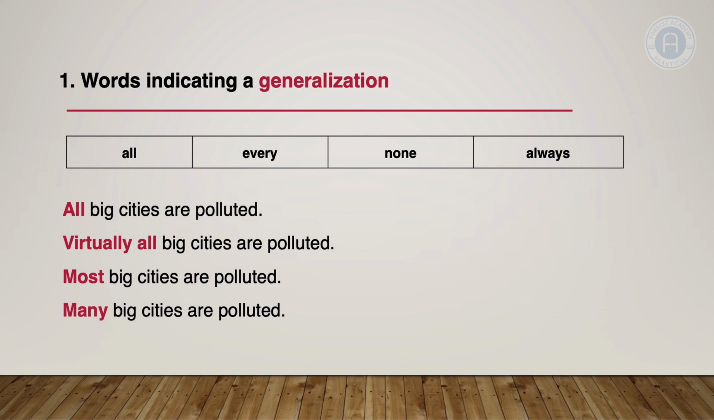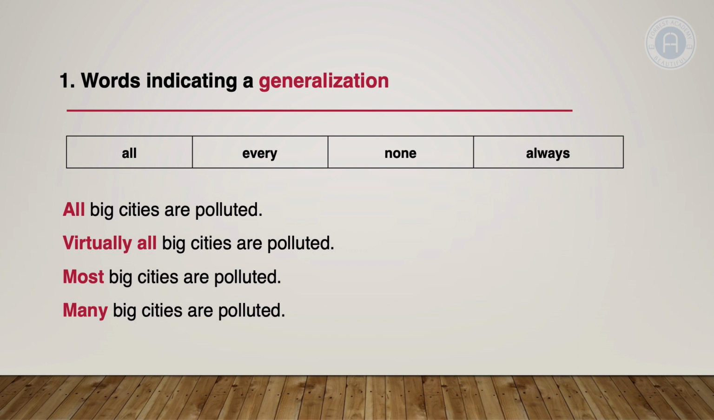All big cities are polluted. So that means 100% of all those cities. The next statement is virtually all big cities are polluted. This means like 90% of them. And the next one is most big cities are polluted. So anything beyond 50% would be indicating most. While many big cities are polluted, this statement indicates that a considerable number of those cities are polluted.